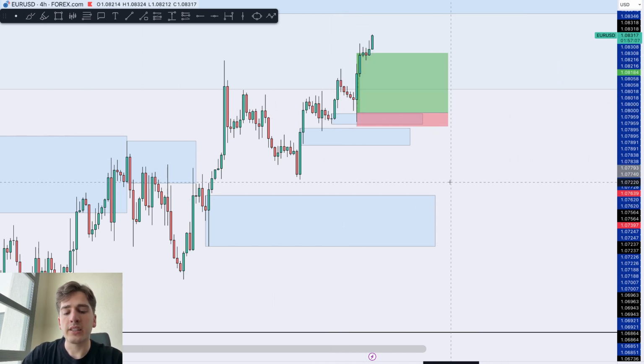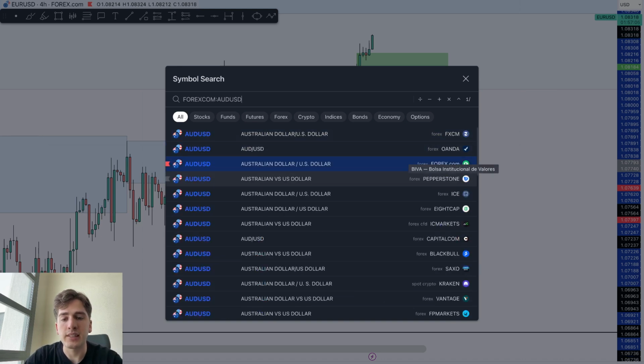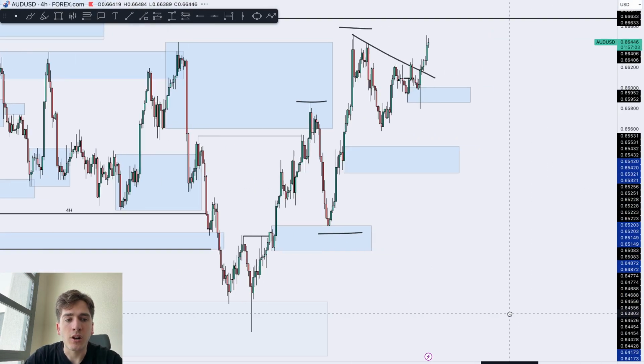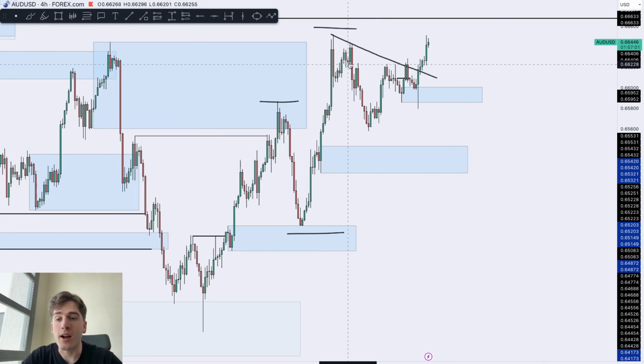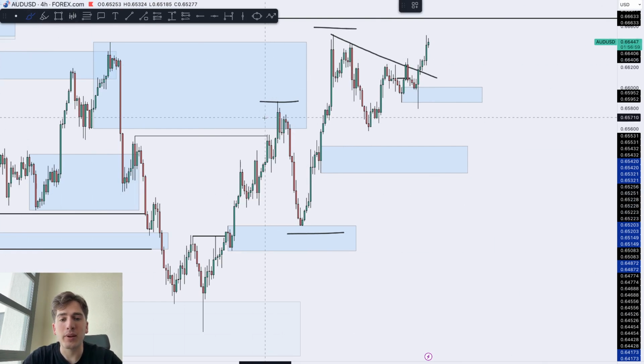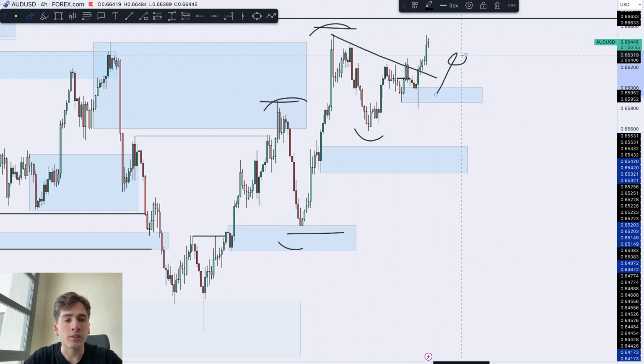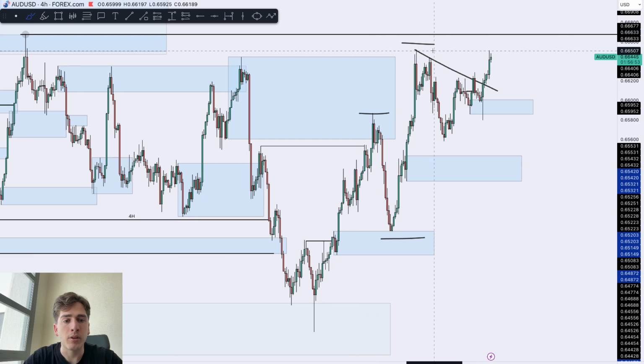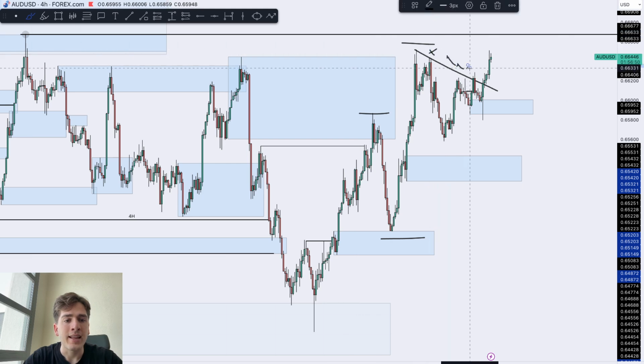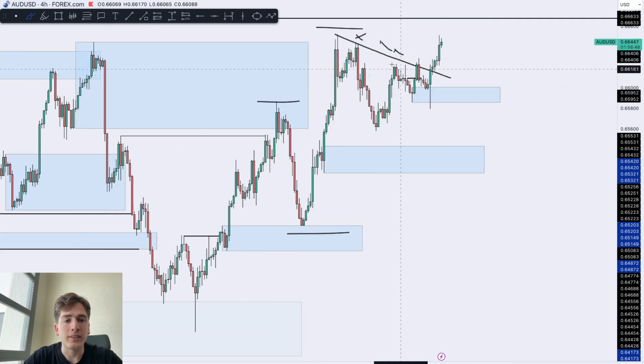Now going onwards to our next pair, which is AUD USD. AUD USD has also moved higher. I mentioned in yesterday's video that we had an overall uptrend, higher highs and higher lows, so we were looking for the upside continuation. We had liquidity building up above this overall trend line, and as we can see, we've now grabbed the liquidity above that trend line.